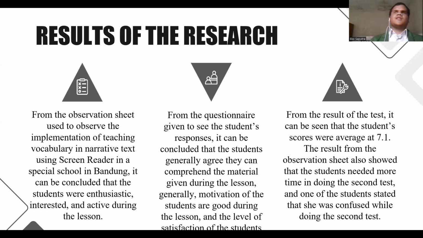And from the test, you can see that the average score from the test is 7.1, and the result from the first to the second test was degrading, because the students had a lack of preparation. Why is that? Because in the observation sheet, it can be seen that they have difficulties understanding the material. The difficulty of the material is too high, I believe.